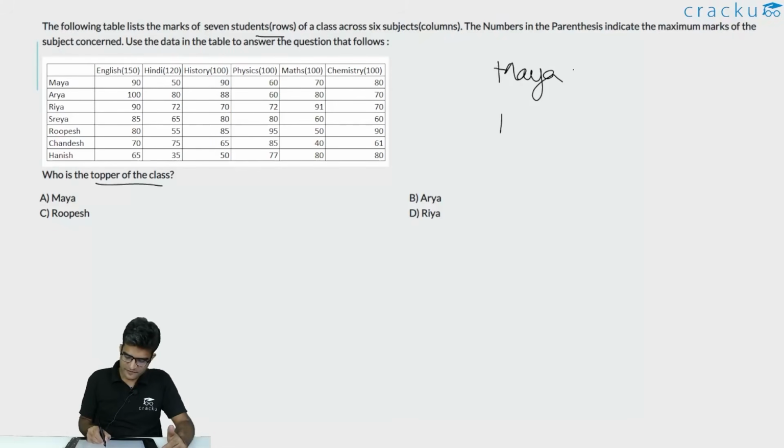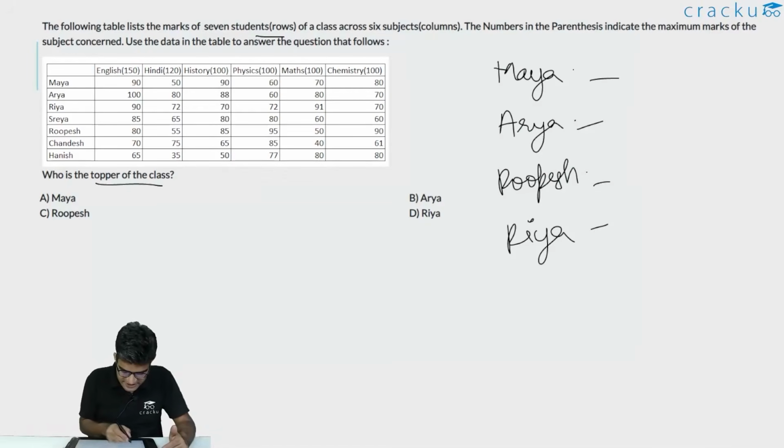What is the total score of Arya? What is the total score of Rupesh? And what is the total score of Riya? The total score of Maya is 90 plus 50, that is 140, plus 90, that is 230, plus 60, that is 290, plus 70, that is 360, plus 80, that is 440.